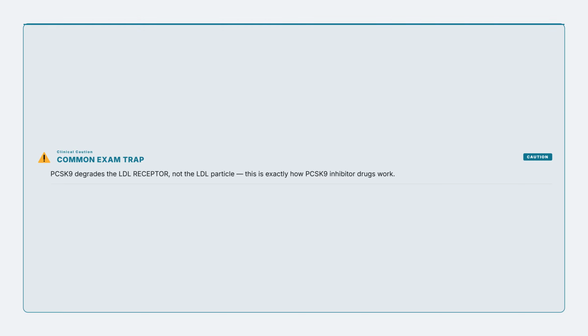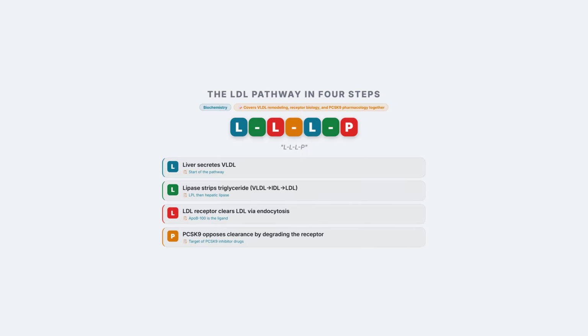That distinction is exactly why PCSK9 inhibitor drugs work by preserving receptor numbers, not by directly binding circulating LDL. Anchor the whole pathway with this. Liver makes VLDL, lipase strips it down to LDL, LDL receptor clears it, PCSK9 opposes that clearance. 4 steps, 1 clean line from synthesis to clearance.